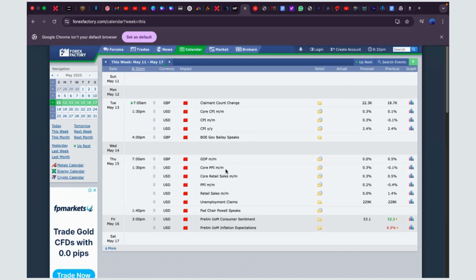So we have core PPI. This is another strong driver of the market. And around 1:40 p.m., Jerome Powell is going to speak. Jerome Powell is one of the few people whose speech moves the market. Everywhere is already bleeding. So Jerome Powell is one of the people whose speech alone moves the market. We have to pay attention to Jerome Powell's speech on Thursday by 1:40.